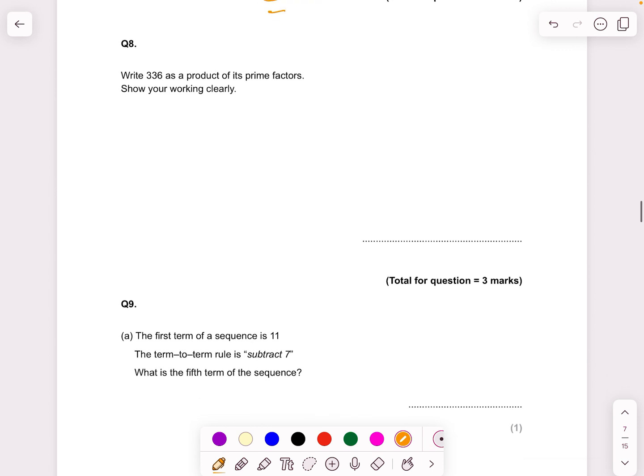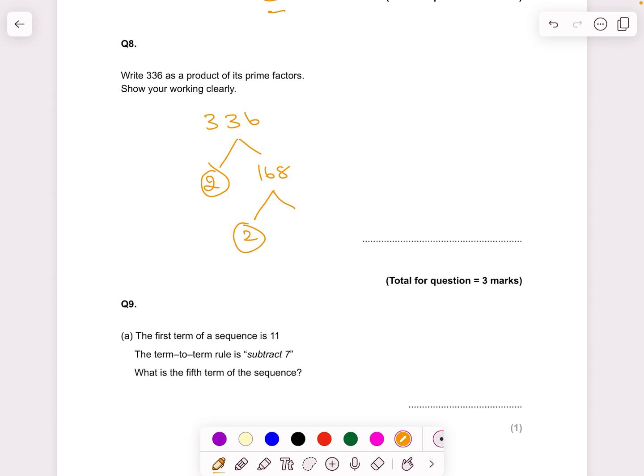Number 8, write 336 as a product of its primes. So I would have expected you to draw your tree. So 336. So we could start off with 2. So divided by 2. So we get 168. Doesn't matter what you start off with. I'm going to do 2 again.